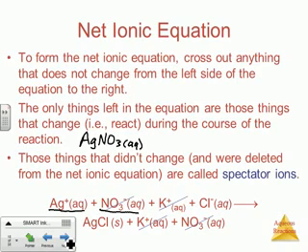So we're going to write down all of these things as they really are, okay? And then what we're going to do is cross out the ones that don't do anything in the reaction, okay? The nitrate is NO3- on the left side of the equation. It's NO3- on the right side. So we just cross those out, okay? The potassium ion is K+ on the left side. It's K+ on the right. Nothing changes, so we cross those out.